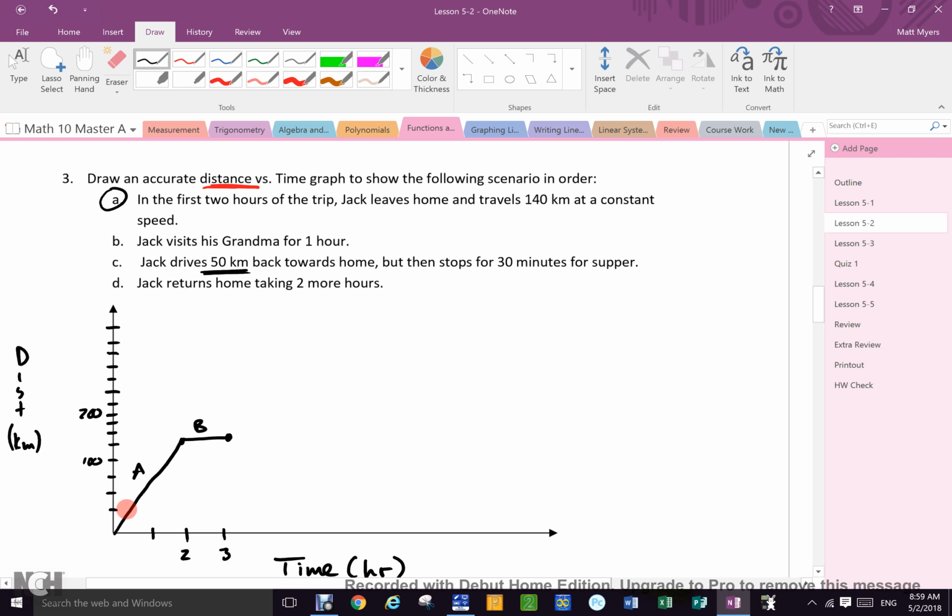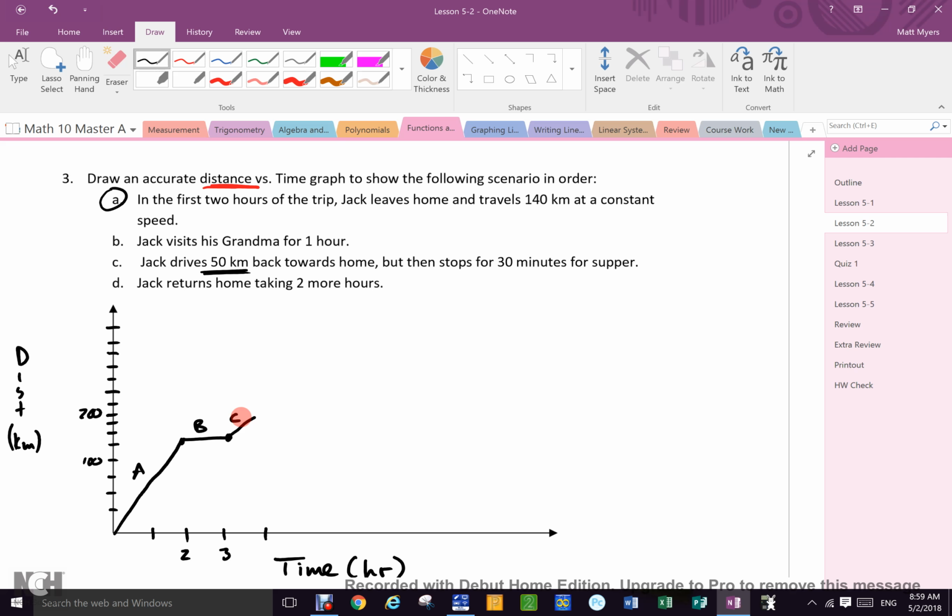We know that he drove 140 kilometers in 2 hours. It means he drove about 70 kilometers an hour, yes? Well, he only drove 50. Excellent, 40 minutes. So not quite a full hour, right? So I go up to 190 in not quite a full hour. That's C. Then what happens for half an hour?